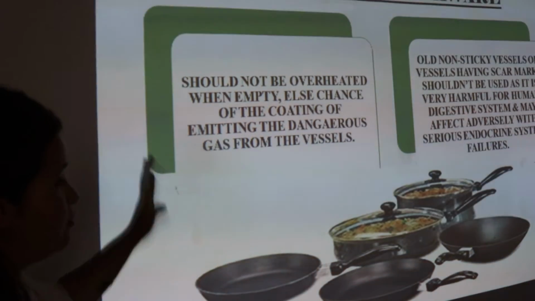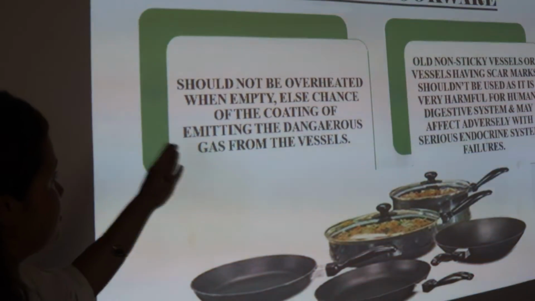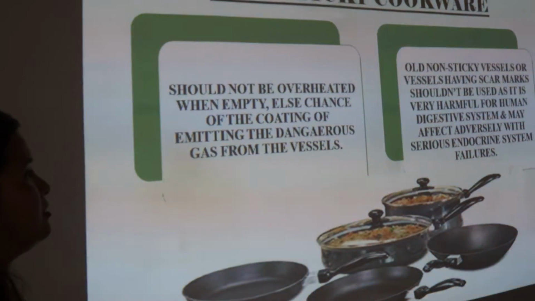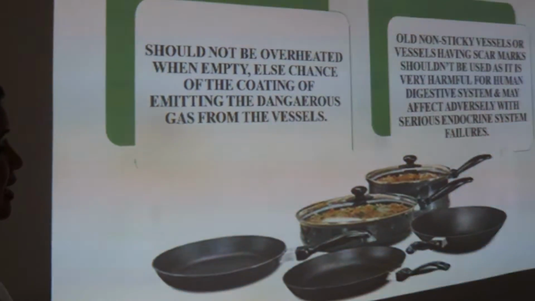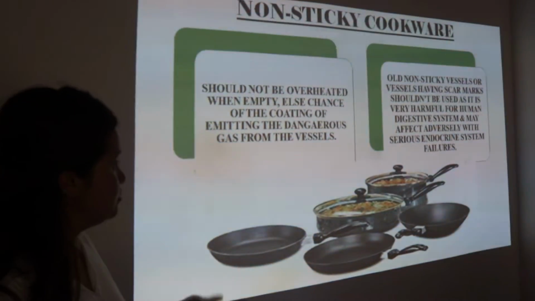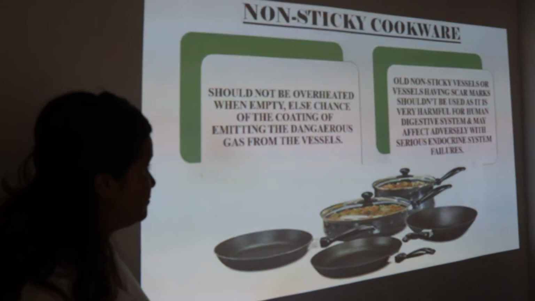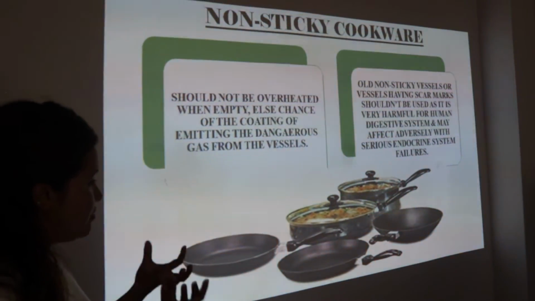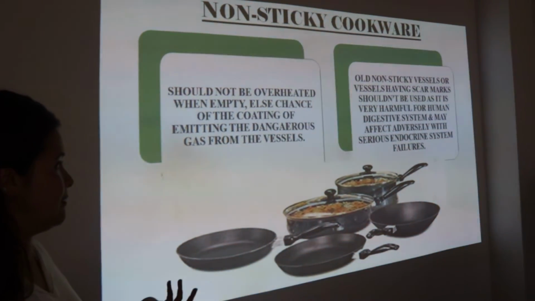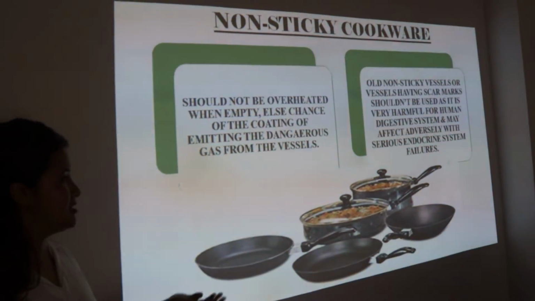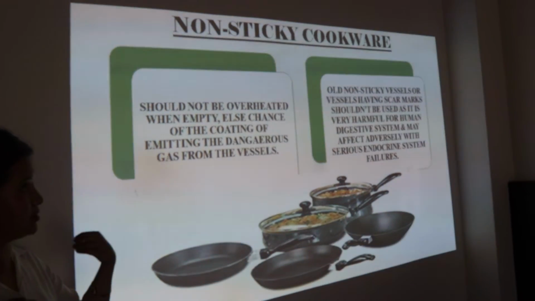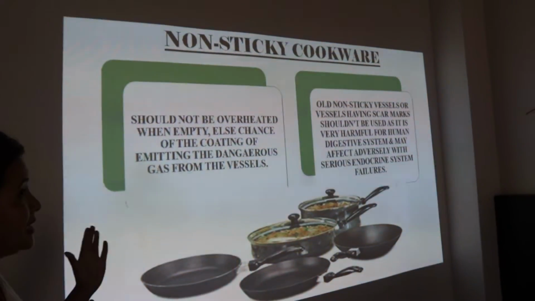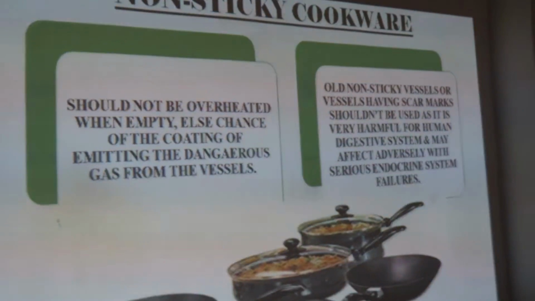And whenever the pan is empty, there are chances that the coating will emit dangerous gas from the vessel, and obviously it will affect our body. Old non-stick cookware should also not be used, because the coatings will come off into the food, and once we consume it, we don't know when we have consumed it, isn't it? So we might get cancer and all kinds of sickness in our body. So make sure that you use good, new non-stick cookware.